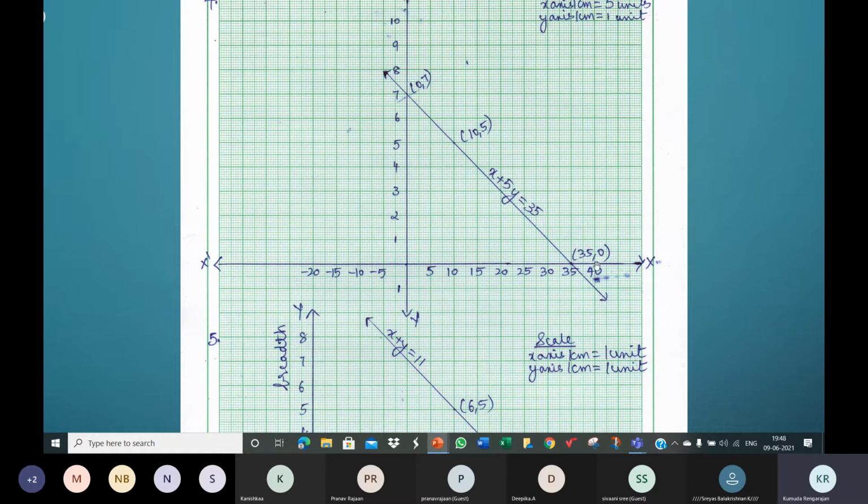And you know, on the x-axis, y is always 0. The y value will be 0. So when you take y as 0 and find the corresponding x value, in this case, you will get 35 when y is 0. So 35, 0 represents the x-intercept. So when you're given the equation, at y is equal to 0, when you find the corresponding value of x, you can make the coordinates of the x-intercept. When you give x as 0 and find the corresponding value of y, you will get the y-intercept.